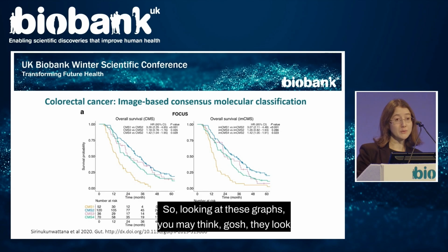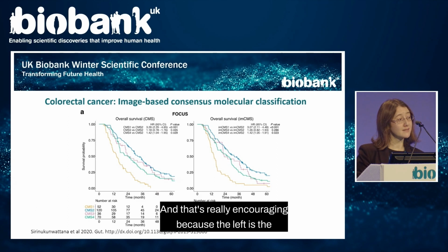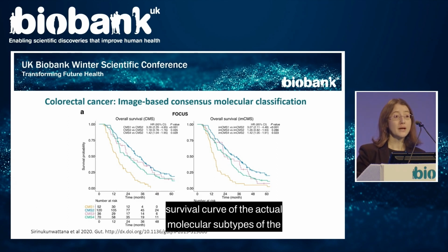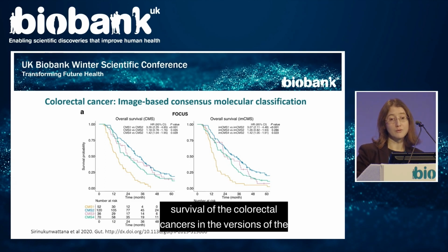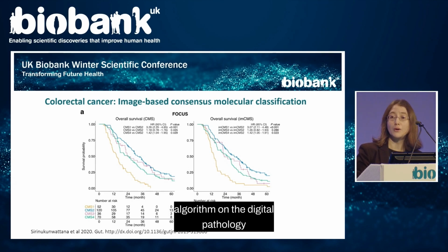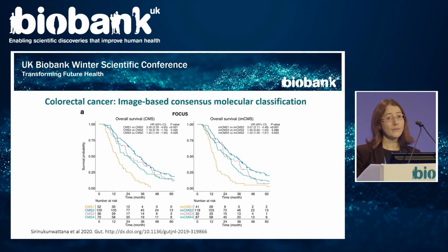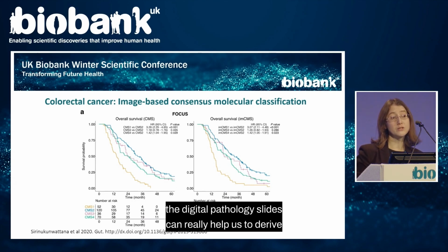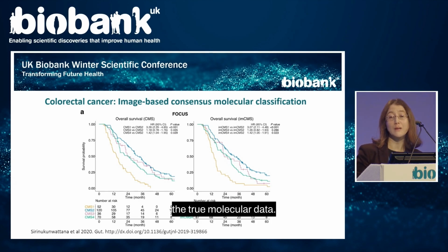Looking at these graphs, you may think, gosh, they look almost identical. And that's really encouraging, because the left is the survival curve of the actual molecular subtypes of the colorectal cancers. And on the right, we have the overall survival of the colorectal cancers in the versions of the molecular classification as predicted just by running an algorithm on the digital pathology slides. So this is just illustrating how the digital pathology slides can really help us to derive molecular classifications, even on cases where we don't have the true molecular data.